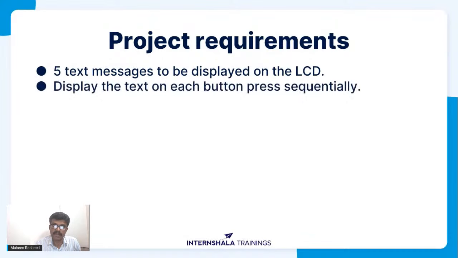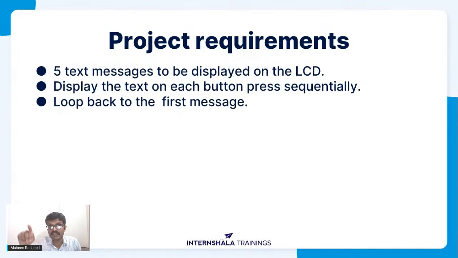Let's see the next requirement. We have to display the text on each button press sequentially. There are five text messages and there is a push button switch. When you press this push button switch, a text message has to get displayed, and that too sequentially. So there are five messages, and they should come like 1, 2, 3, 4, and 5. Let's see the next requirement: loop back to the first message. After the fifth message, you have to loop back to the first message and display it.